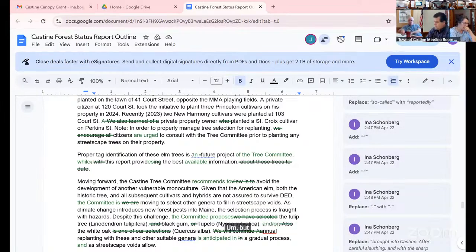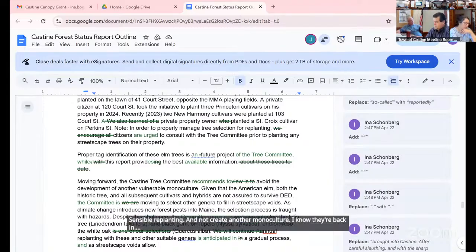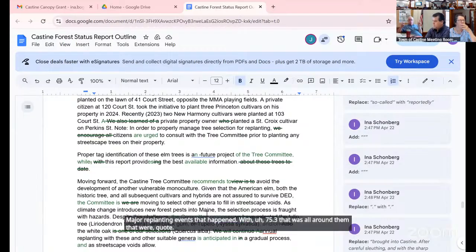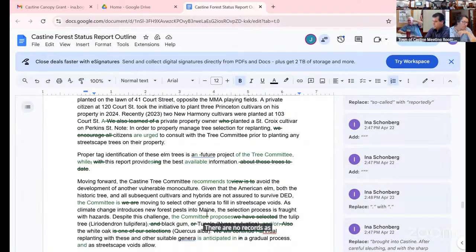But beyond taking care of our elms, we want to do sensible replanting and not create another monoculture. I noted in my report that in 2000 and 2004 there were two major replanting events, with 75 trees or so around town that were, quote, disease resistant. That was when Joe Slocum was town manager, and I have talked with him, and there are no records as to what variety they were until Aaron found an invoice. A couple of people in town remembered that they were Liberty.